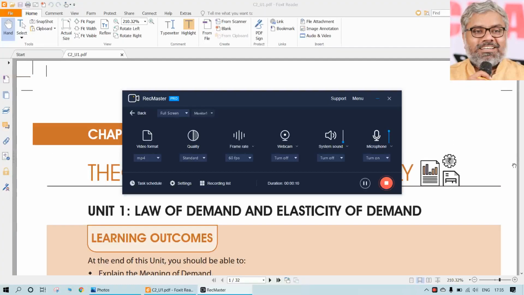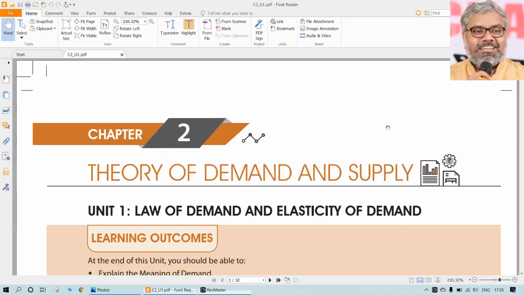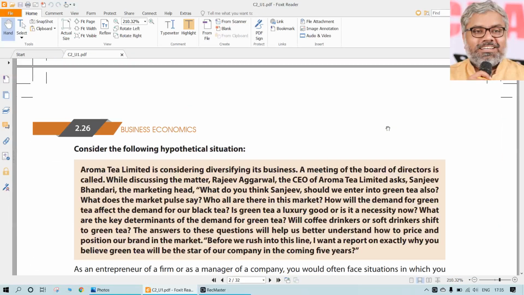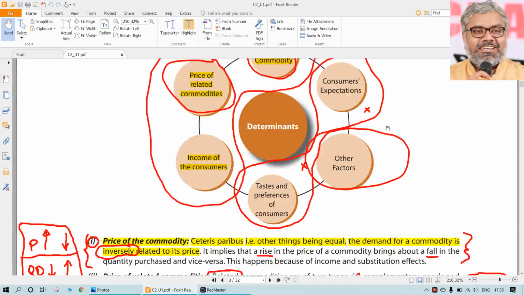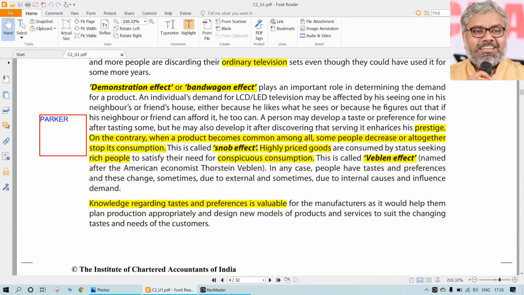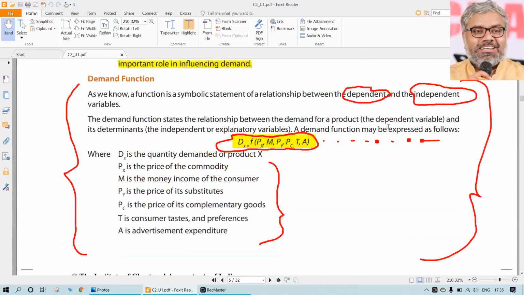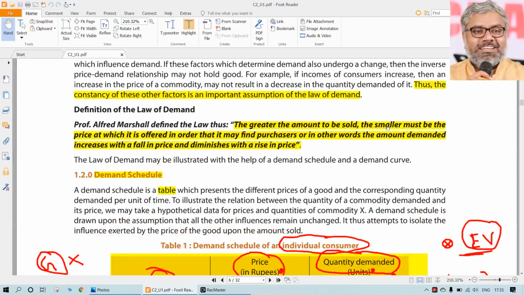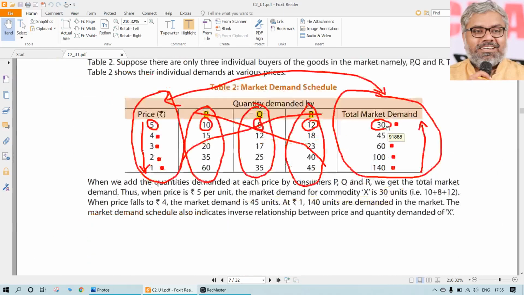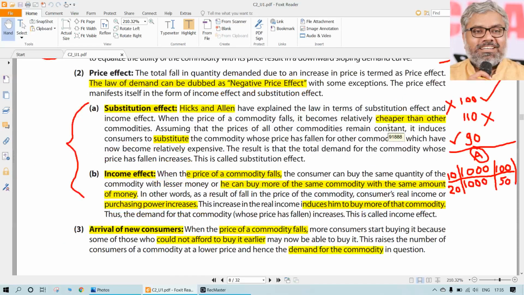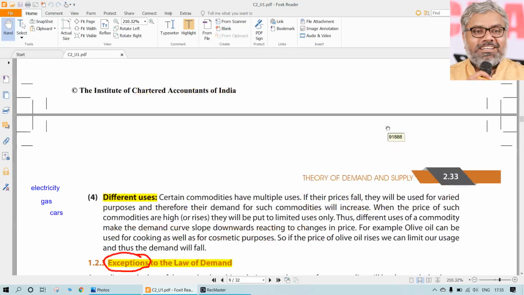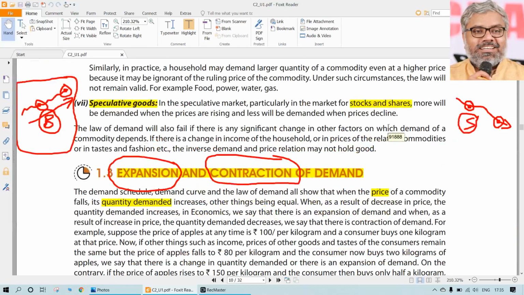In the previous classes, we discussed the concept of demand, the meaning of demand, what are the determinants of demand, different factors that will influence the demand function, and the law of demand, the core aspect of this entire chapter, or we can call it the theory of demand, and how the demand schedule or demand curve will be there at an individual level and even at a market level. And what is the rationale behind the law of demand? Why the law of demand works? What are the exceptions to the law of demand? In what cases the law of demand will not work?